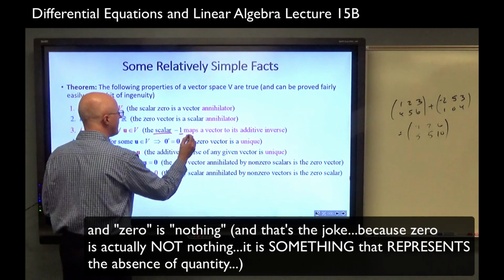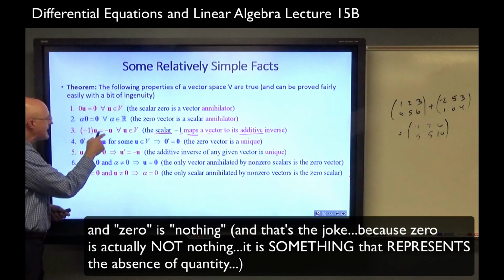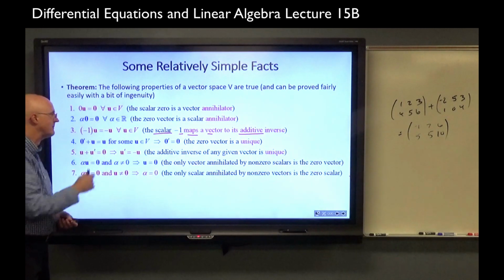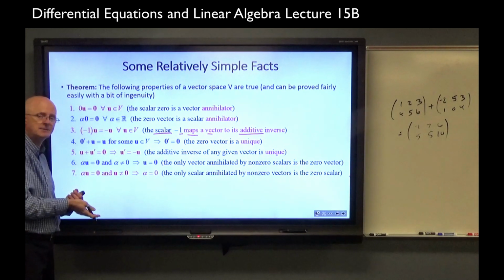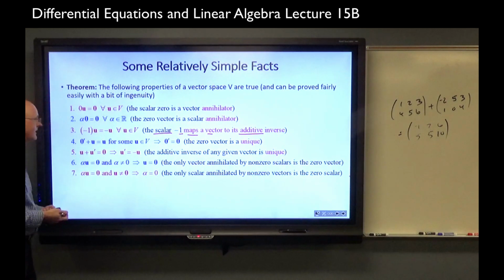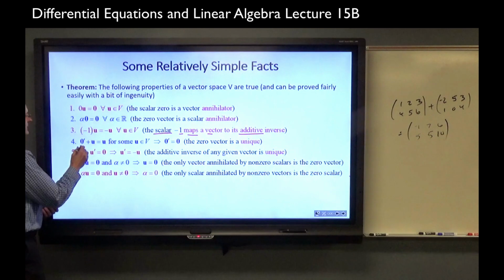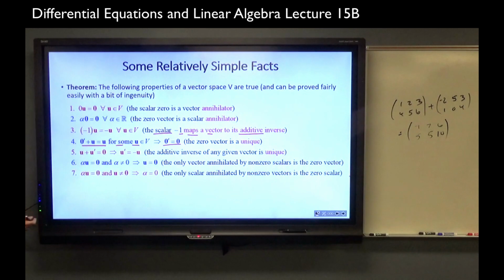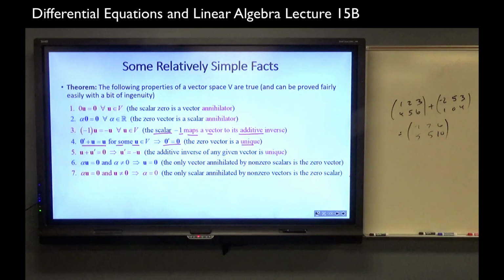The scalar -1 sends a vector to its additive inverse. -1u is the additive inverse of u, negative u. Or maybe it's better to call it the opposite of u. It's the vector in Rn, as that example, that points in the opposite direction but has the same length. You've got to prove this. We're not assuming this is true. You've got to prove it. What does 4 say? If 0 prime plus u equals u for some u, then 0 prime must be the 0 vector. In other words, the 0 vector is unique. There are no other vectors that have this kind of property.